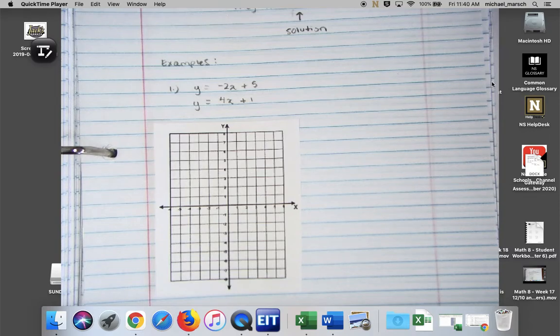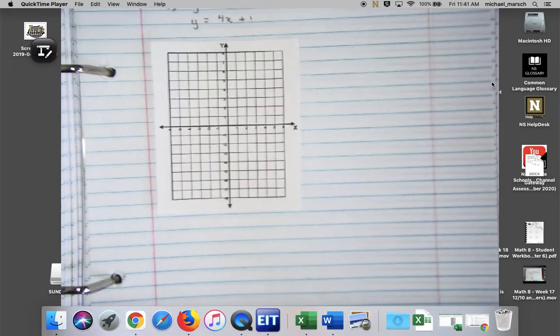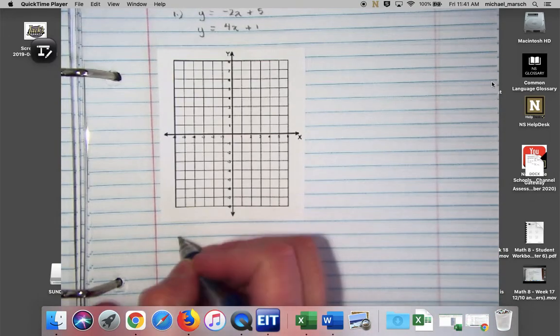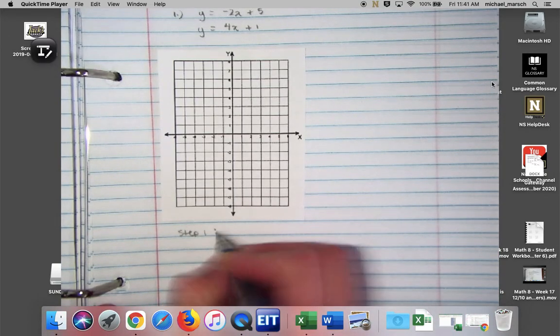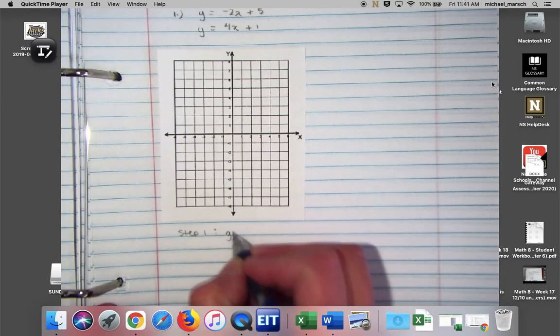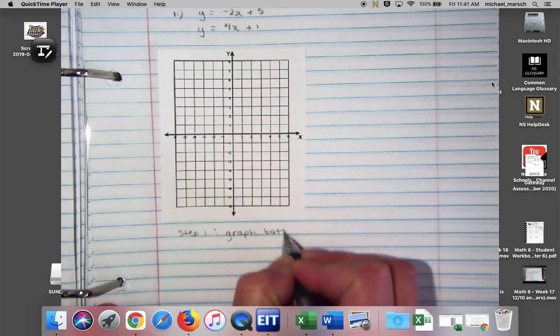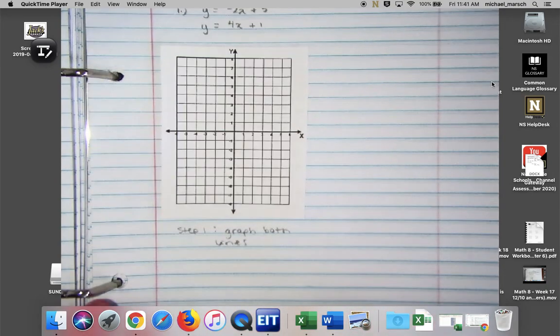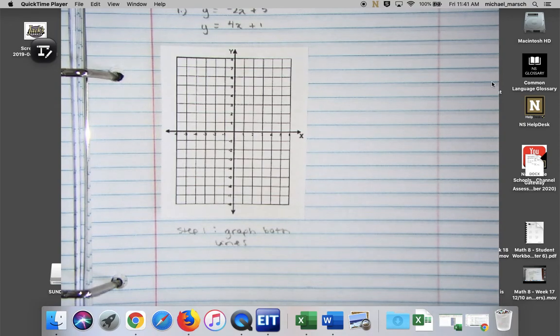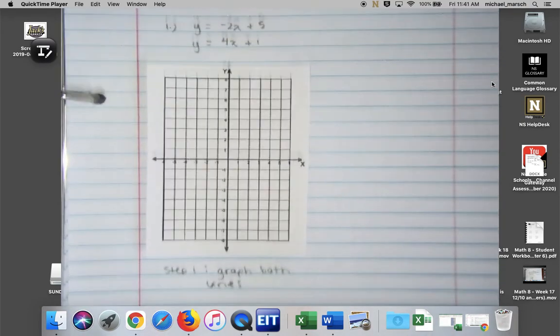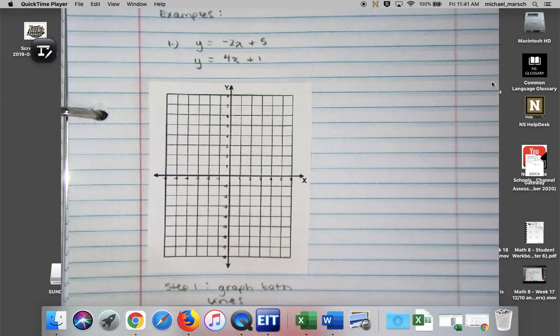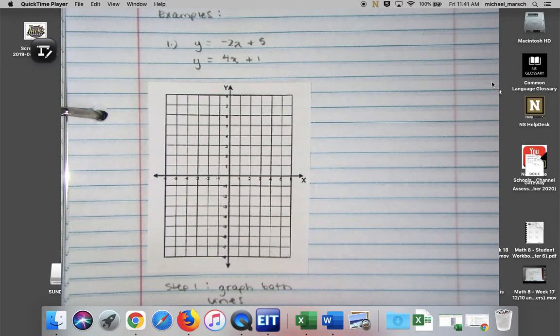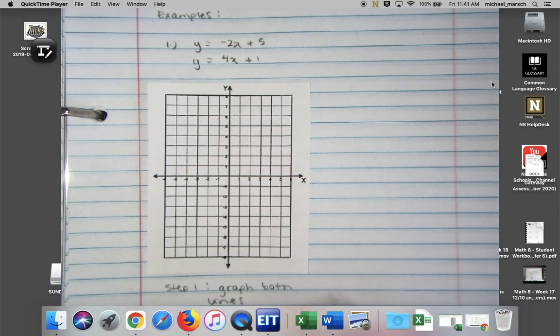Thank you. Okay, so the first step for solving systems by graphing is to graph both lines. If your equations are not in slope-intercept form, you need to put them in slope-intercept form, right? So put a little star here, slope-intercept form. If these both weren't already in y equals mx plus b, we would need to put them into y equals mx plus b.